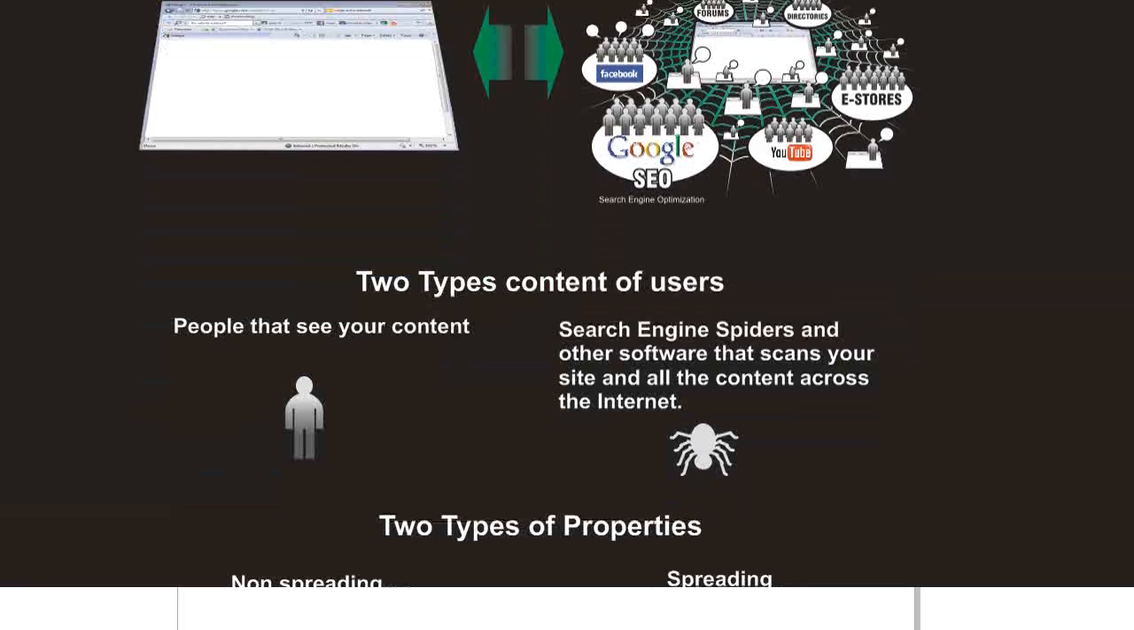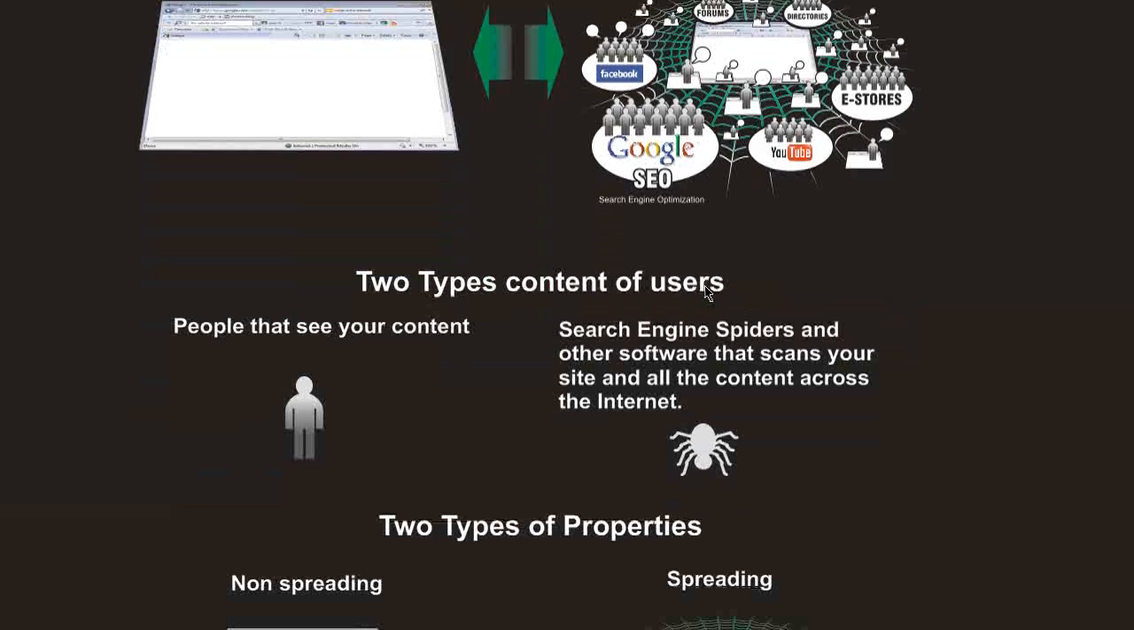The next thing that we want to be aware of is that there are two types of content users. We have people that visit our website and see our content across the internet, and we have search engines that use our content to rank our website and send people based on keyword searches into our website.